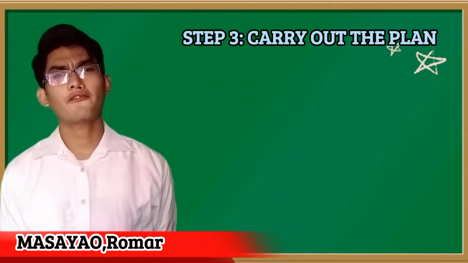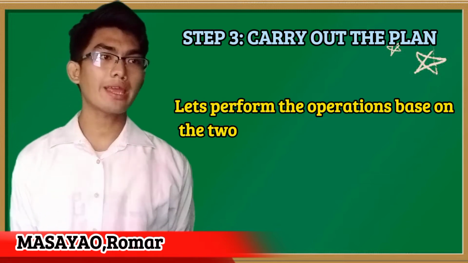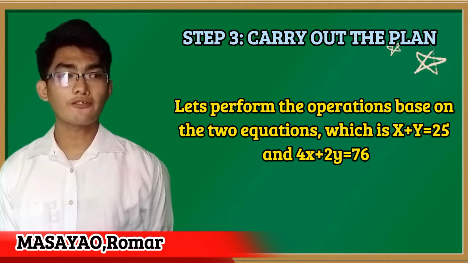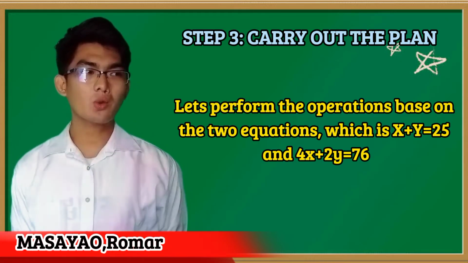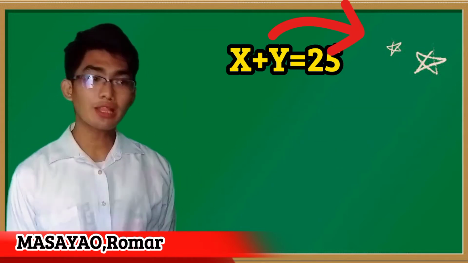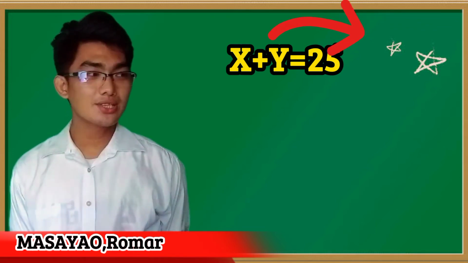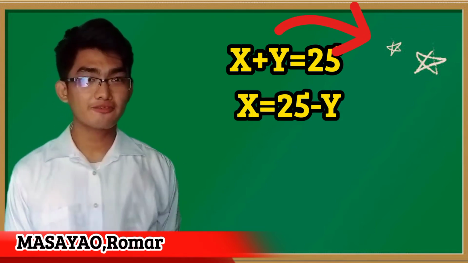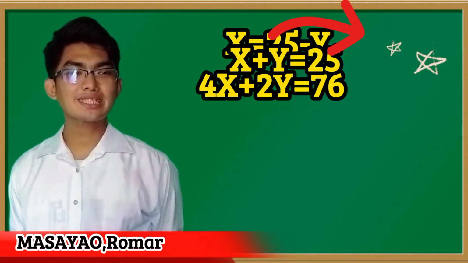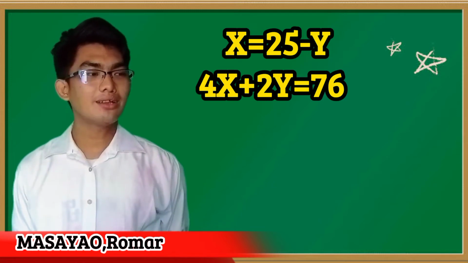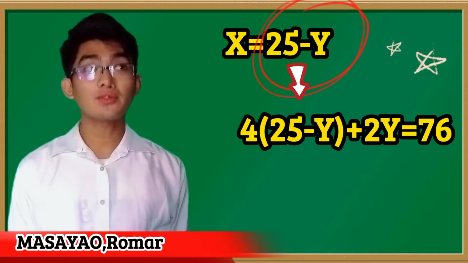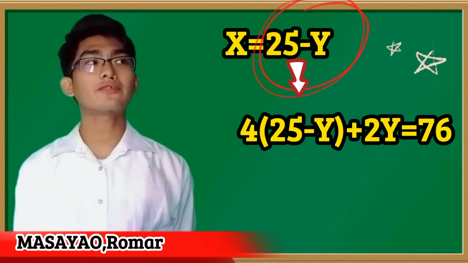Carry out the plan. First, let's perform the operations based on the 2 equations, x plus y equals 25 and 4x plus 2y equals 76. Take the equation x plus y equals 25. Now, transpose the y so it becomes x equals 25 minus y. Then substitute into equation 2, 4x plus 2y equals 76. Now let's simplify: 4 times the quantity 25 minus y, plus 2y, equals 76.